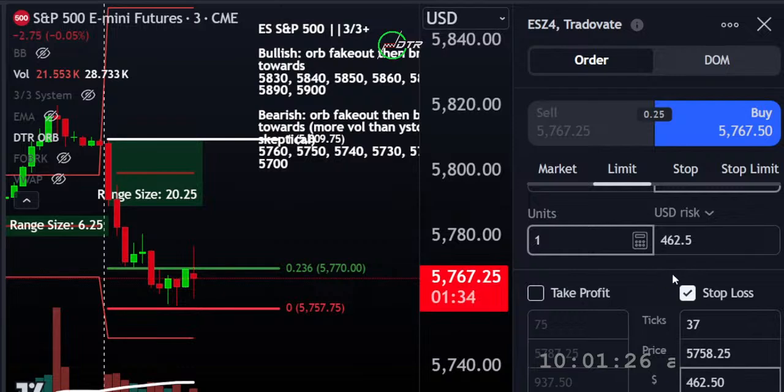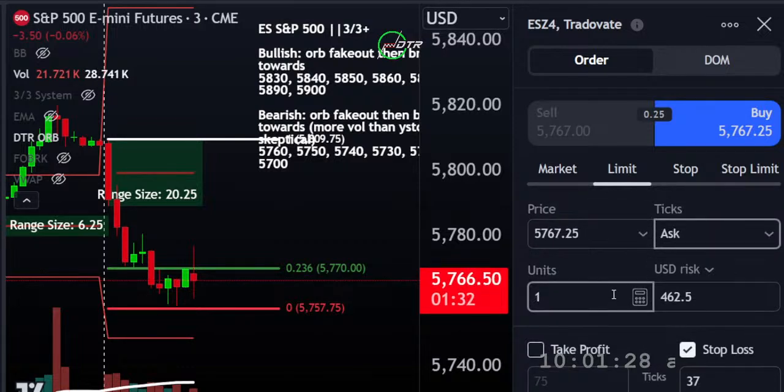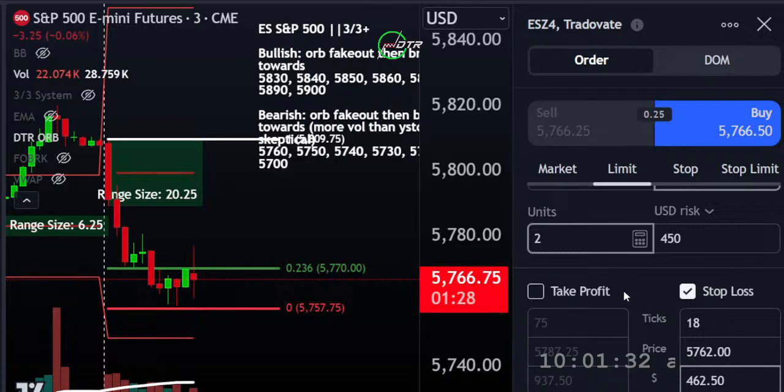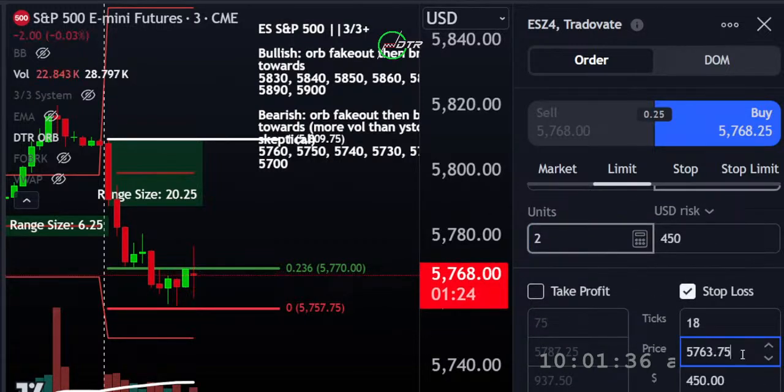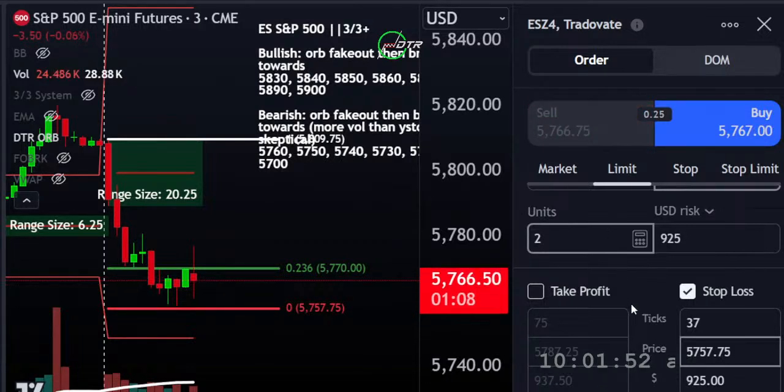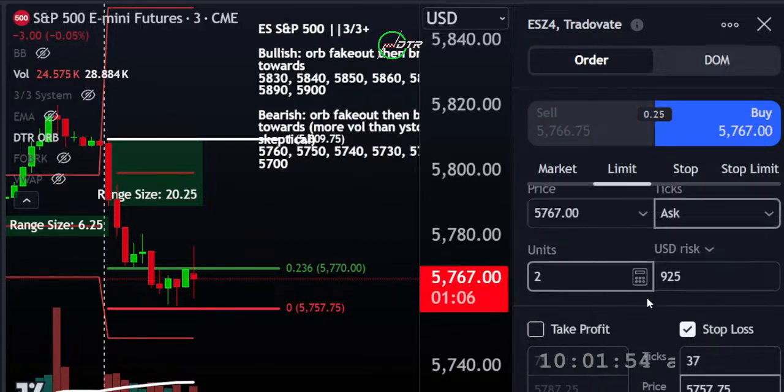That for me is less than my max loss number. If I go 2 contracts, and I get my stop loss to be 57.75, now I know I'm risking about $1,000. And that's more than the max loss number I'm willing to take. So my contract sizing is always dependent on how big my stop loss is and how deep of a pullback I'm able to actually get.